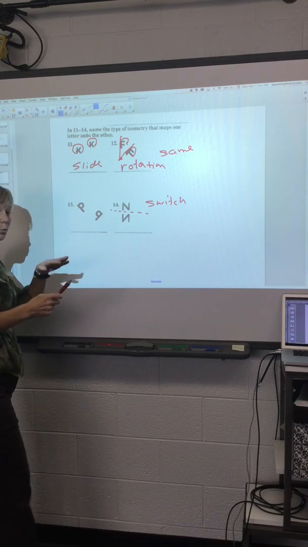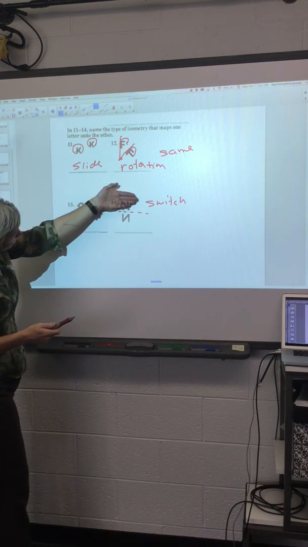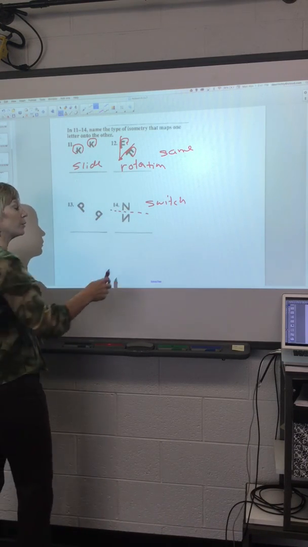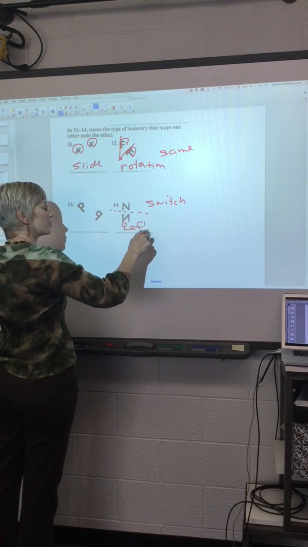So the question is, is it one straight reflection? Could I fold that right on top of itself? Okay, and I can, so that makes it just a reflection.